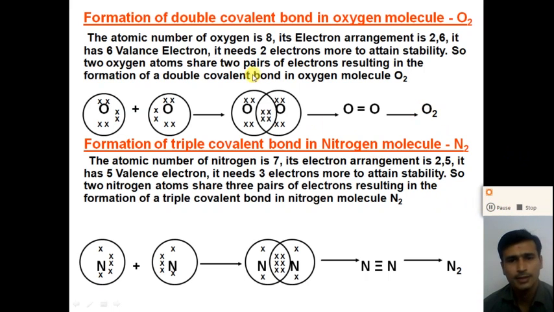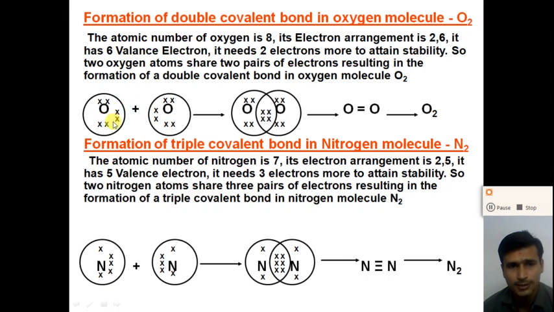So this can be easily understood with the help of the electron dot structure. This structure is called the electron dot structure of the oxygen atom. The oxygen atom has a nucleus, and in the outermost orbit 6 electrons are there. Similarly, another oxygen atom has 6 electrons in the outermost orbit.